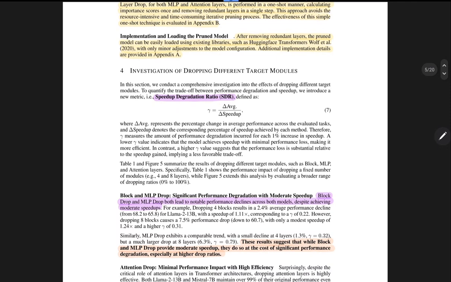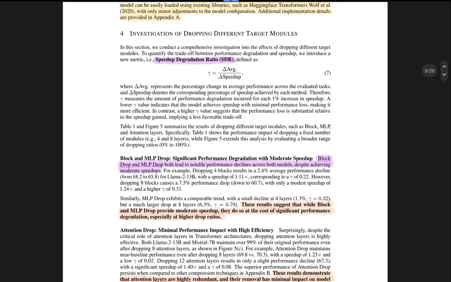Now coming to the next part, which is investigation of dropping different target modules. The speed degradation part they have defined as the delta of average and the delta of speed up. That difference, that division that they are doing, is going to depict that. And coming to the block and MLP layer: significant performance degradation with speed up. So block drop and MLP drop both lead to notable performance declines across modules despite achieving speed up.